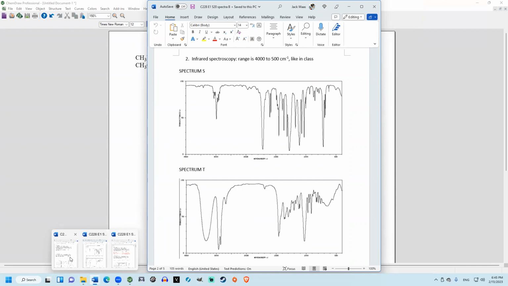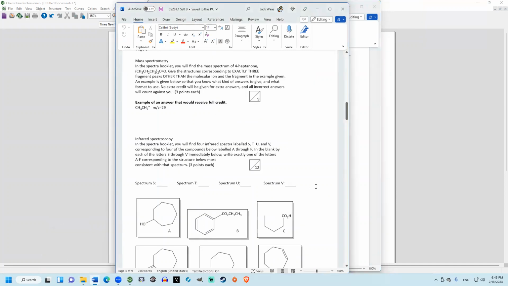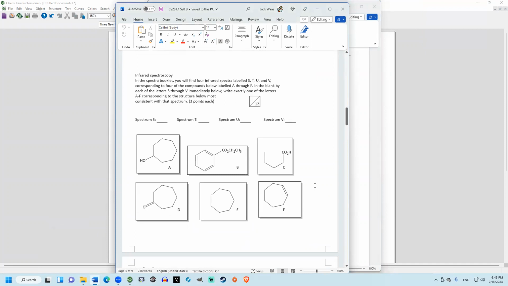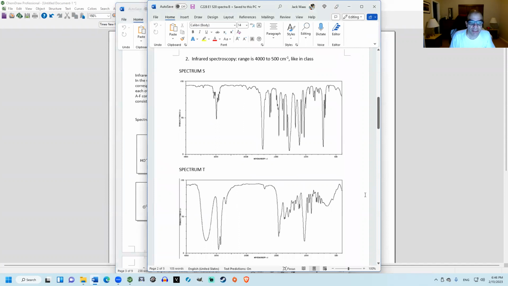Find the actual exam. So the only thing that fits that... D has a carbonyl group, but it doesn't have any sp2 hybridized carbons other than the carbonyl. So I think the correct answer has to be B for that one. That's spectrum S, which we just looked at.